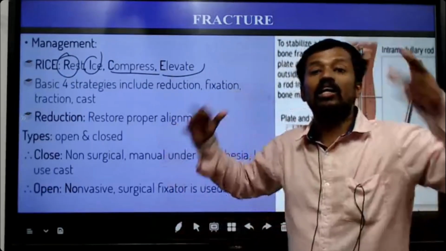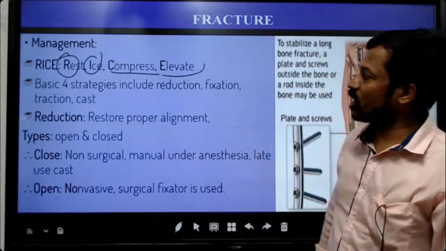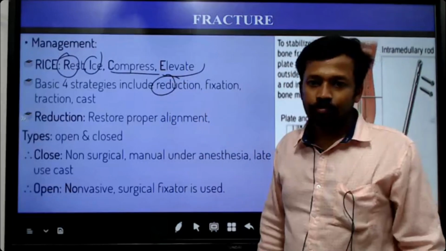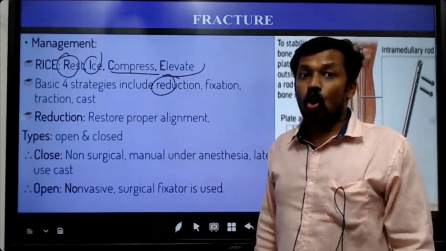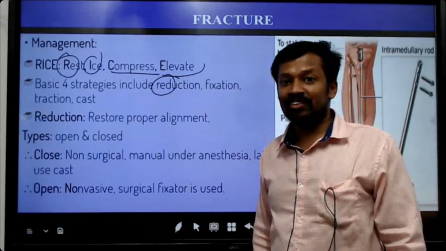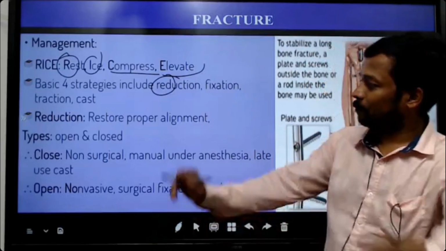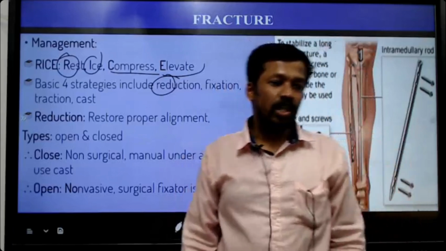To promote venous return. Then what are the other strategies? Reduction. What is reduction? Closed reduction, open reduction. These are non-surgical methods. Closed reduction.